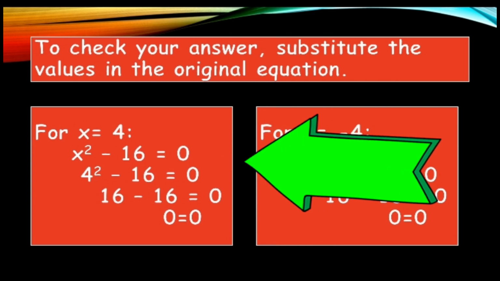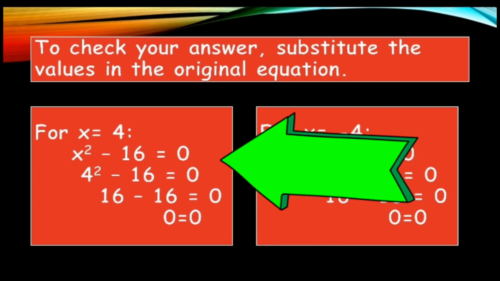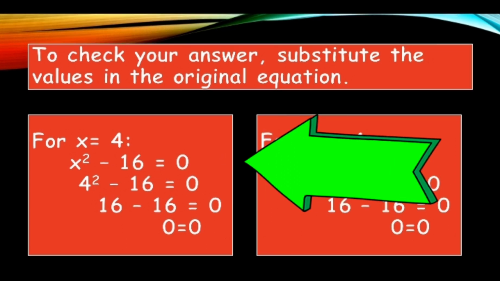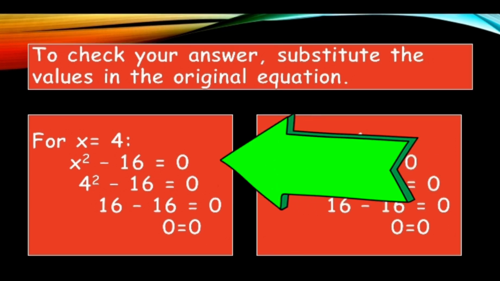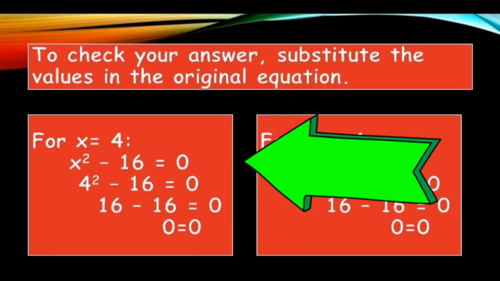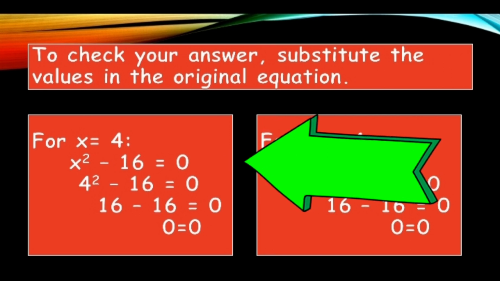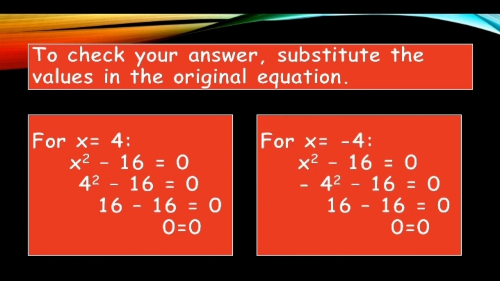So, 4 squared minus 16 is equal to 0. And we all know that 4 squared is equal to 16. So that will become 16 minus 16 is equal to 0. And 16 minus 16 is always, of course, equal to 0. So your equation is balanced. So if there is no problem, the answer of positive 4 is correct.